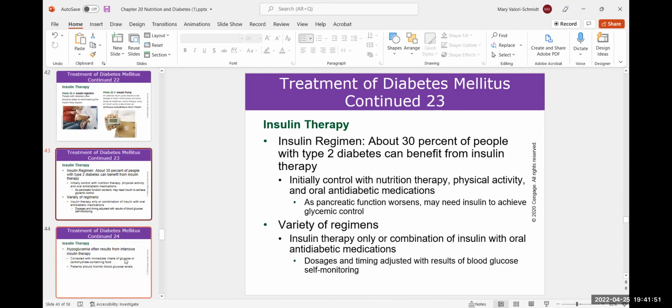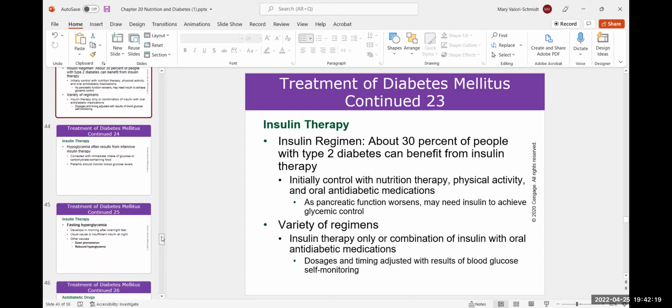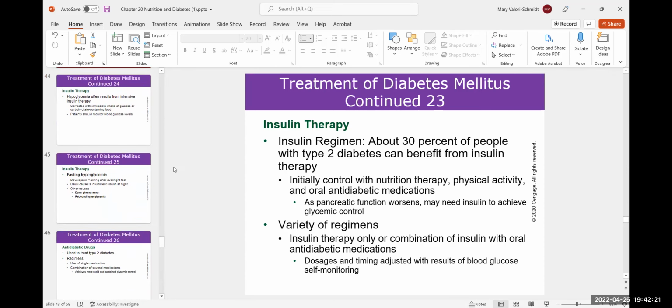It says here 30% of type 2 diabetics benefit from insulin. The goal is to reverse the type 2 diabetes, like with what they eat, physical activity. If it gets worse, then they may need insulin to keep control. And some people genetically, it's very difficult for them to control also. And again, they can be on different types of insulins in combination with oral medications, lots of different types of regimens.